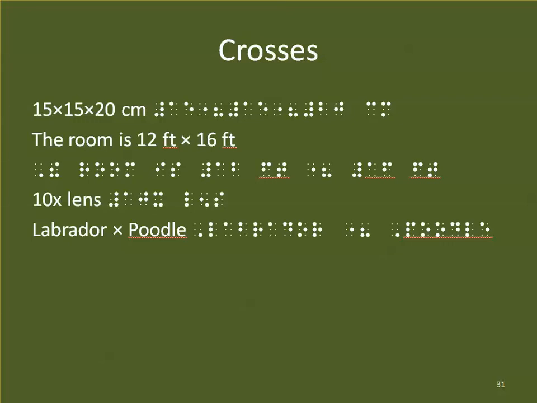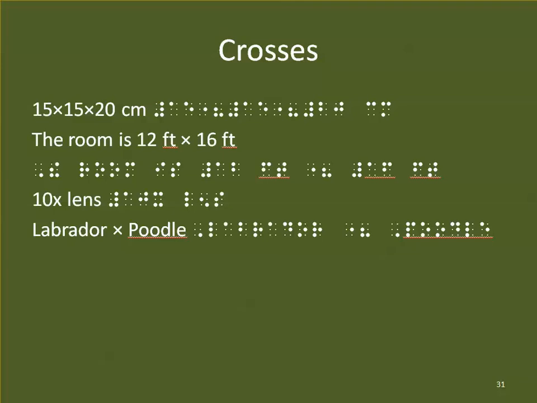So we have 15 by 15 by 20 centimeters. Those are all multiplication crosses. You notice they're a little bit higher than the baseline of the numbers, and they're almost as wide as they are tall. So we braille that with multiplication crosses. And no spaces because there aren't any spaces in print. The room is 12 feet by 16 feet. We see a multiplication cross there, so that's what we braille. There are spaces on either side, and that's what we show in Braille.